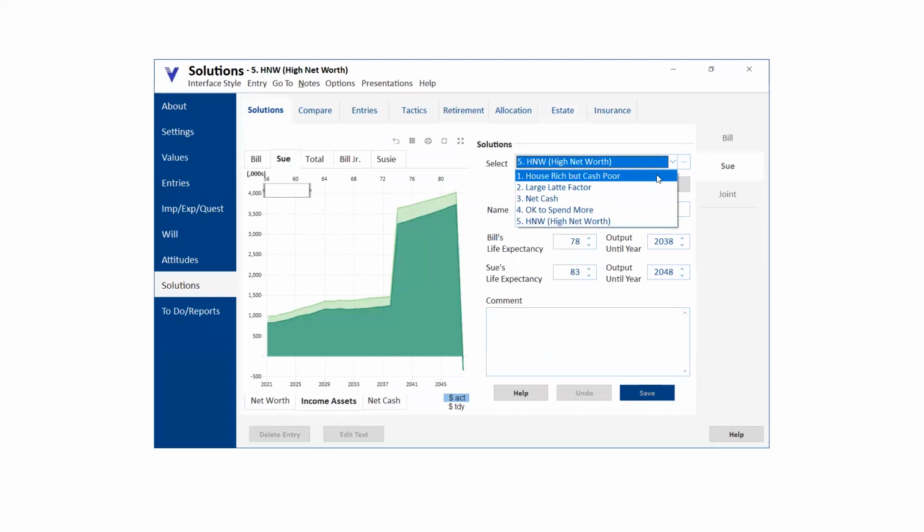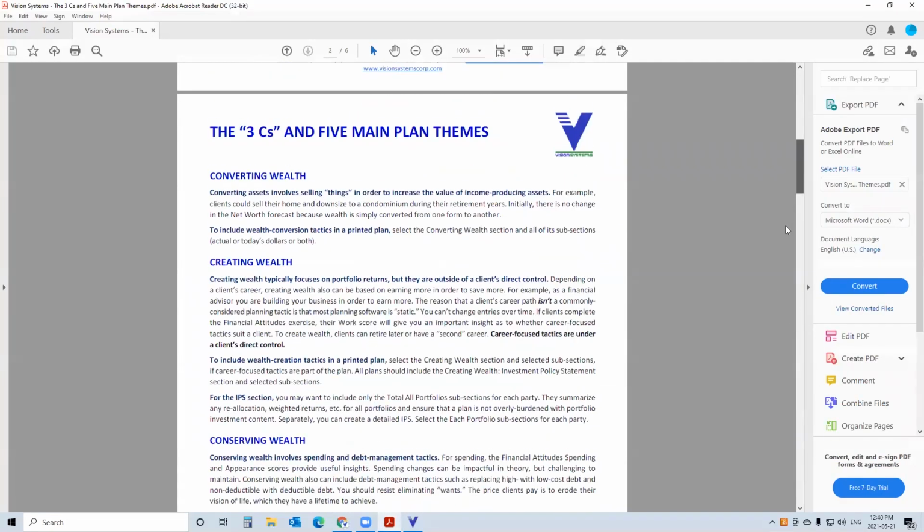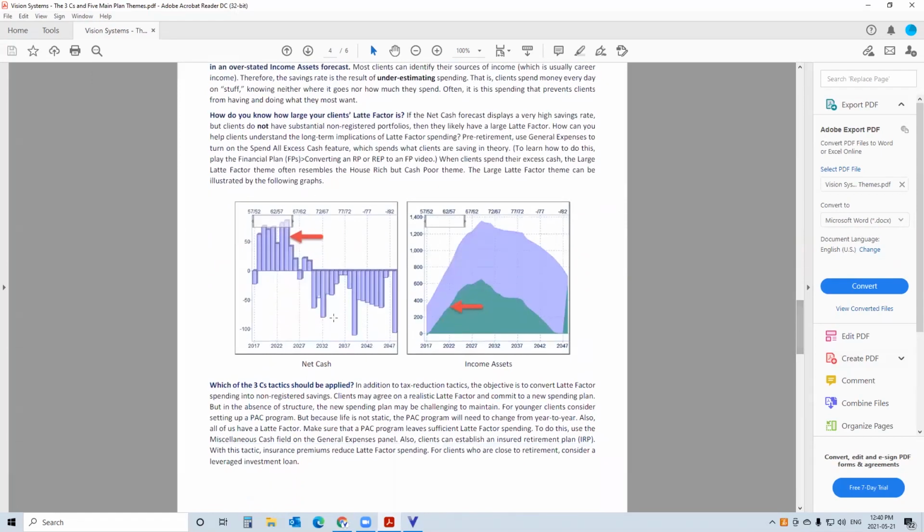And I would contend, let's go back actually to our 3 C's and 5 plan themes. I would contend that as soon as you are comfortable with the inputs and you think they're solid, you're going to be able to look at the output between net worth and income assets most of the time. And you're going to be able to say clearly house rich, cash poor, or where you have this theoretical excess cash, which is causing a rapid buildup in the income assets. You're going to be able to look at that and say, are you really saving that? If so, where's that large non-reg portfolio that you should have?